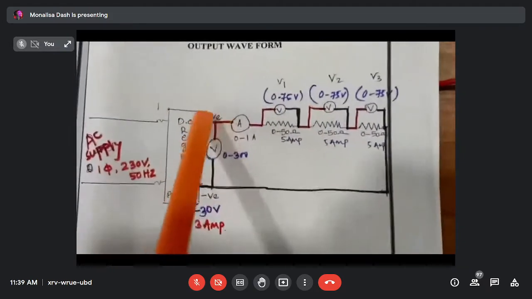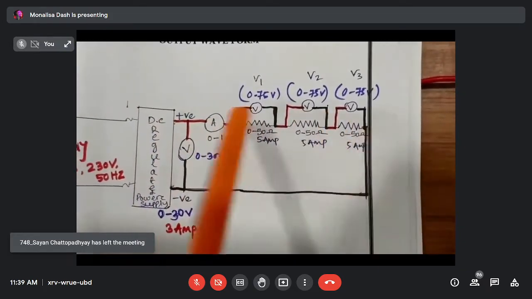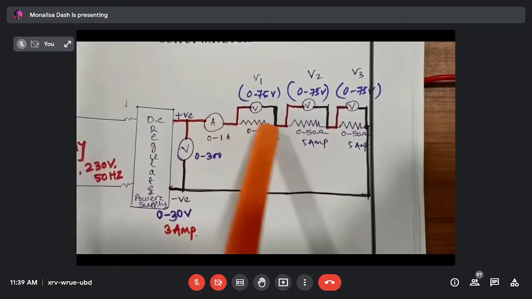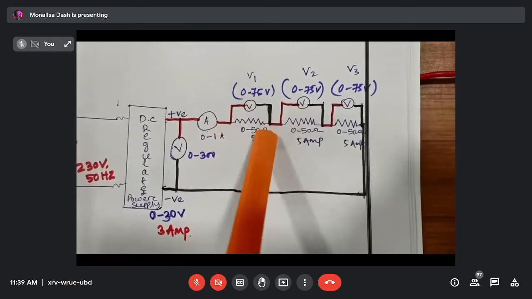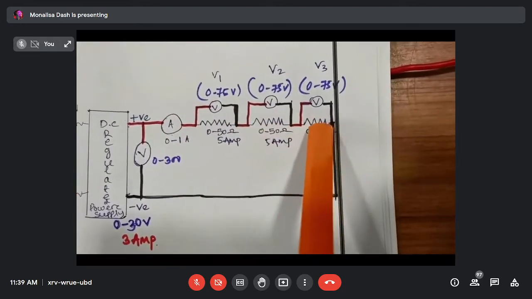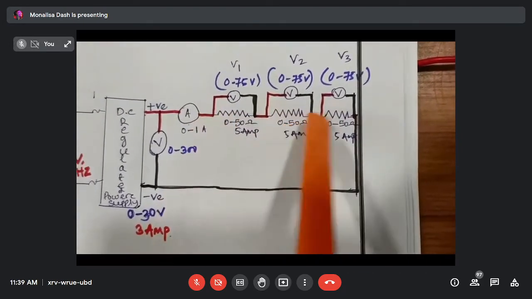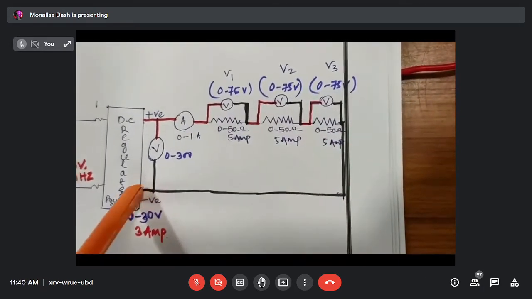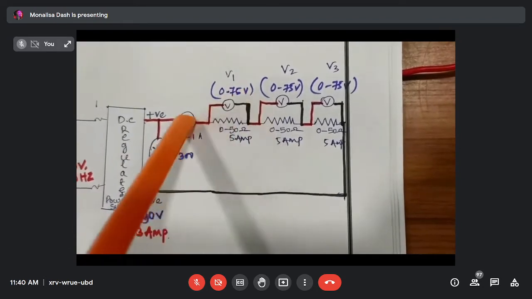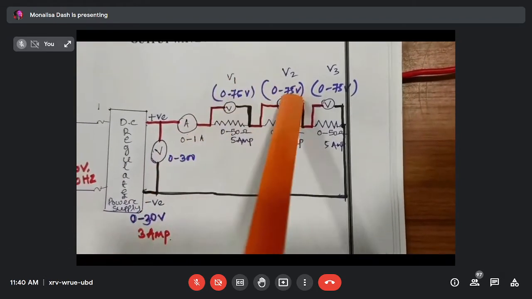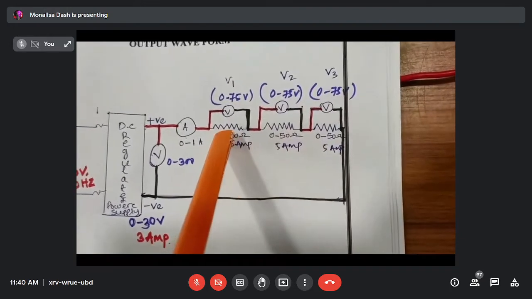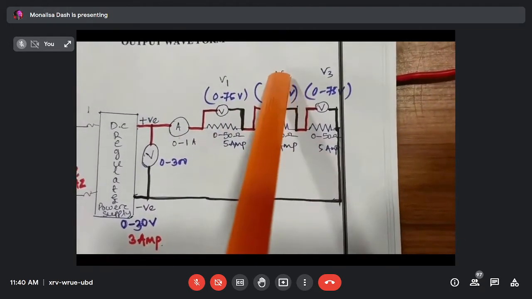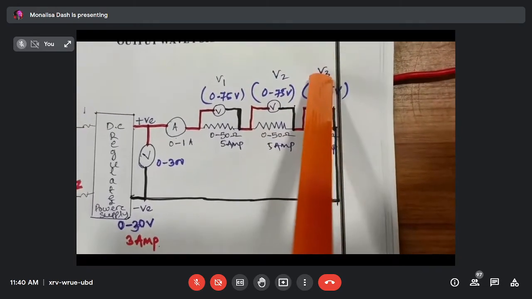Then we connect the circuit in series. One ammeter, positive to the common point, then this is the first rheostat, this is the second rheostat, this is the third rheostat. These three rheostats are in series, and the last rheostat ends at negative. Then across each rheostat there is one voltmeter. Suppose this is R1, then this voltmeter is V1. This is R2, V2, this is R3, V3.